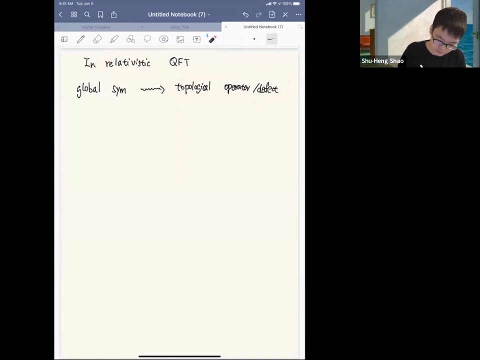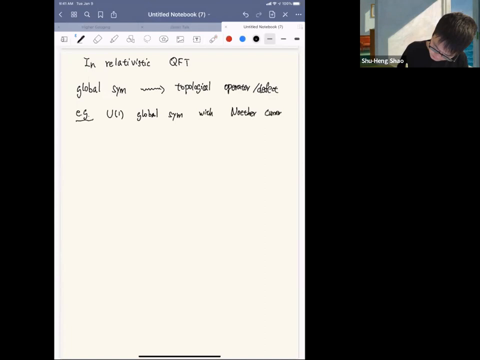Now, what's the simplest example manifesting this statement? Just consider an ordinary quantum field theory with a U(1) global symmetry that comes with a conserved Noether current. By conservation, we mean this equation. Given a conserved Noether current, we can build a unitary symmetry transformation operator supported on some codimension one manifold in spacetime, and we integrate this current. This current is a vector, or if you wish, a D minus one form, I'm sorry.